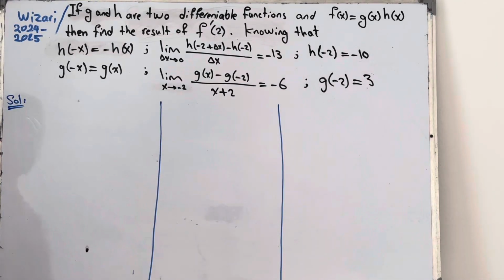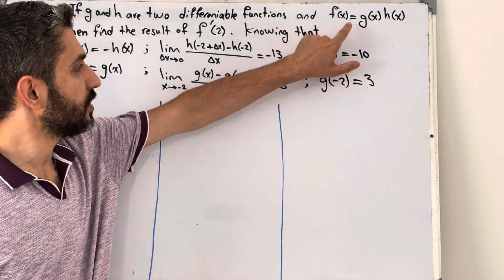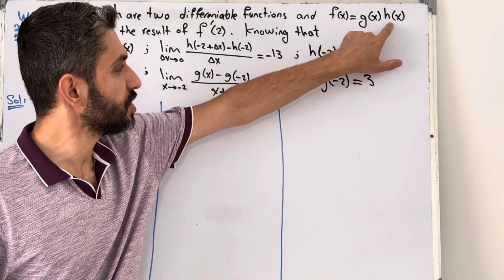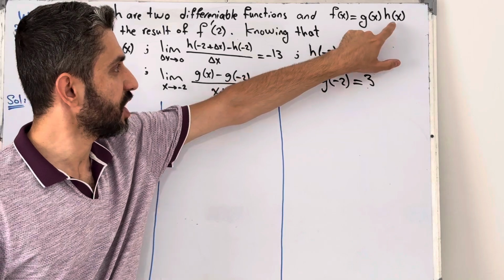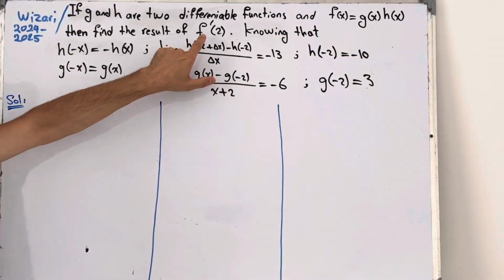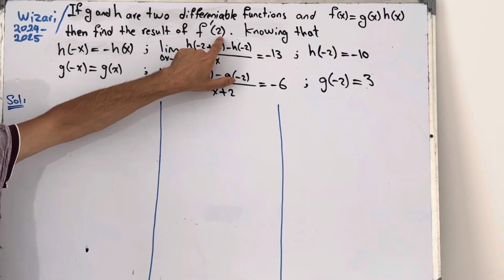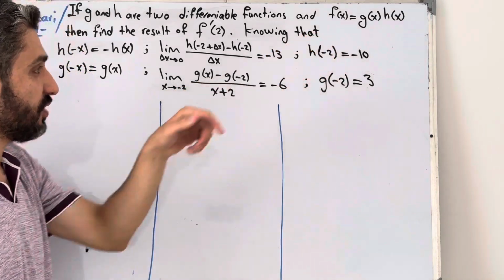Look at this equation. I have f, the product of g and h. So g is the first function, h is the second one. We need to find f prime of 2. So we have to take the derivative of f.